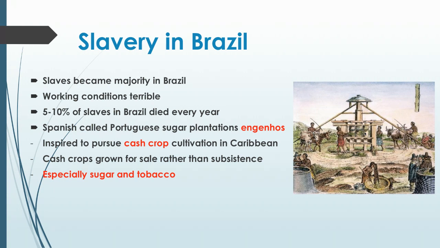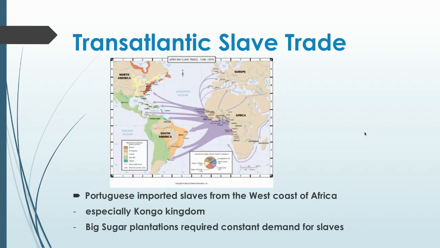And because of all of this free labor for the Portuguese, this made a tremendous amount of wealth for the Portuguese. The Spanish called the Portuguese sugar plantations the engenhos, the engines, because of how much money that they're bringing in. And this popularizes cash crop agriculture in places like North America, including the Caribbean, where lots of sugar is cultivated. The transatlantic slave trade, we've talked about it already. Lots of slaves coming over to South America, especially Brazil.